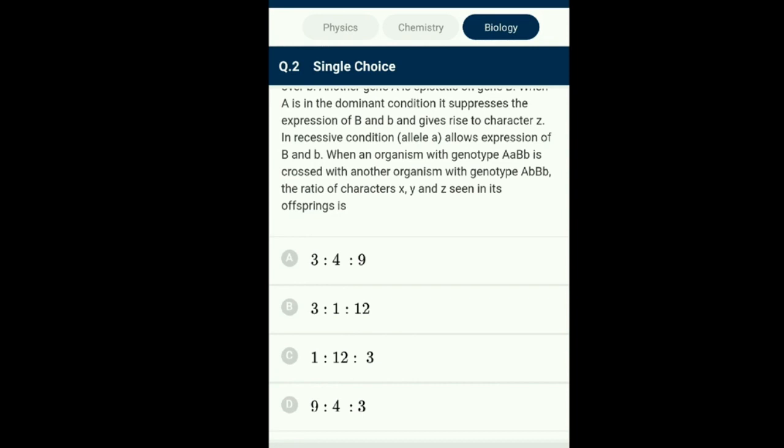Thus, the character z will be expressed in capital A, capital B, that is 1 in number, capital A, capital B, small b, that is 2, capital A, small b, 1, capital A, small a, capital B, that is 2, capital A, small a, capital B, small b, that is 4, and also capital A, small a, small b, 2 in number, that is 12 out of 16 possibilities. So the ratio of x, y, z is 3:1:12. So the correct answer for this question is option B.